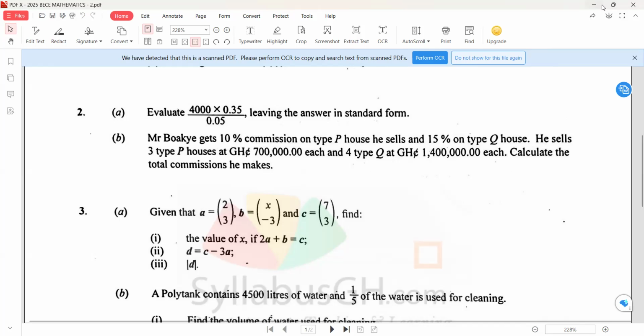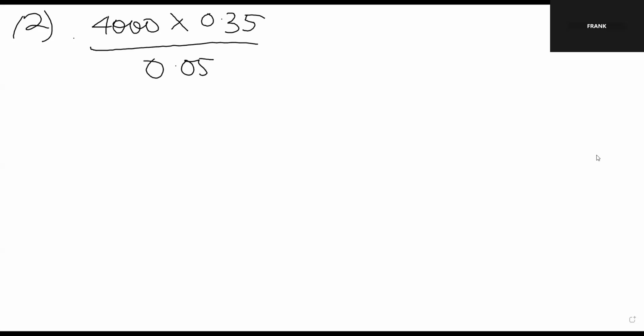For number 2, question 2A, we are to evaluate 4,000 times 0.35 all over 0.05, leaving our answer in standard form. So you can decide to change the decimal fractions to common fractions.